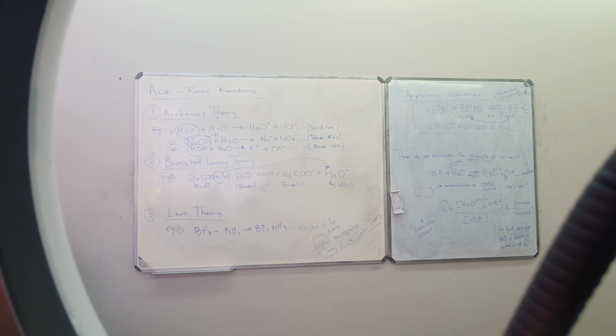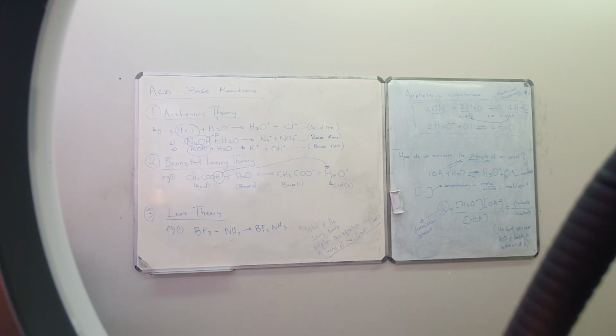Your self-check at the end of this chapter, the main takeaway is: are you able to define the Arrhenius theory, the Brønsted-Lowry theory, and the Lewis theory? Those are the three takeaways for this chapter. And then next week, we're going to go over the last chapter, which is descriptive chemistry, which is actually the longest chapter.